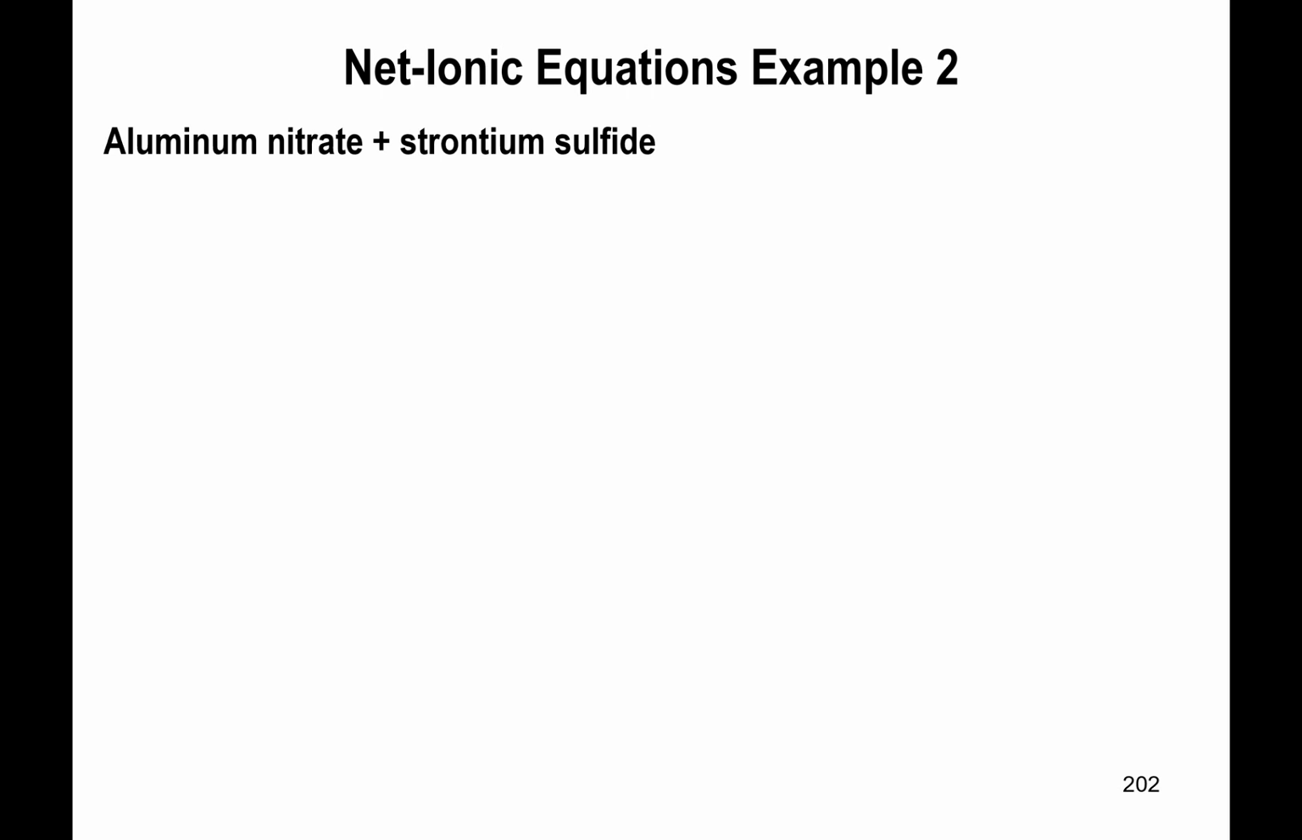This is a second example for double displacement reactions that lead to precipitation. We are combining the ionic solution, aluminum nitrate, with strontium sulfide solution. We first start by writing the components. We have aluminum 3 plus, and nitrate 1 minus. We have strontium 2 plus, and then sulfide 2 minus.